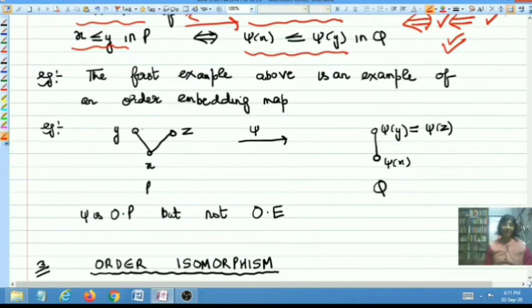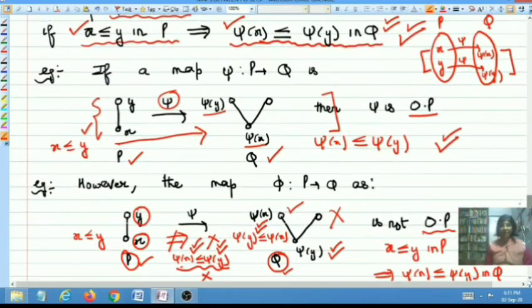For a given particular example, the converse need not be true. So you can just see that for this particular example that we considered for order preserving map, x is related to y, and this is implying that their corresponding images psi x and psi y are also related in the same way, and also the opposite is being satisfied, which means that whenever the images are related, then the elements are related. So both ways the implication is holding. So this particular map is an order preserving map, as well as an order embedding map.